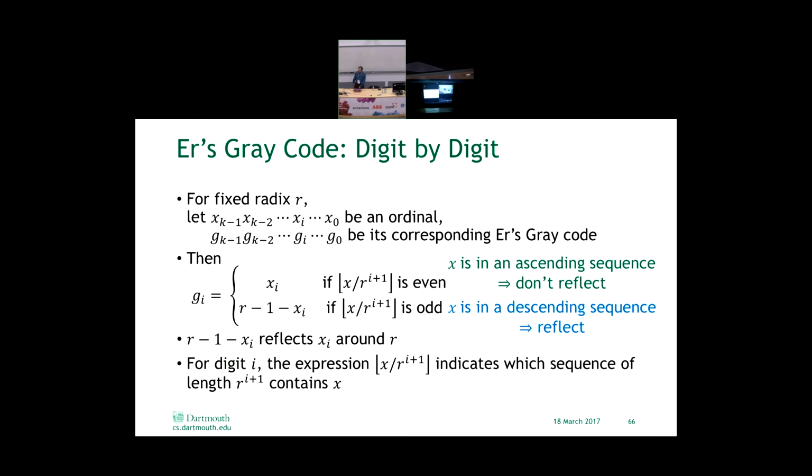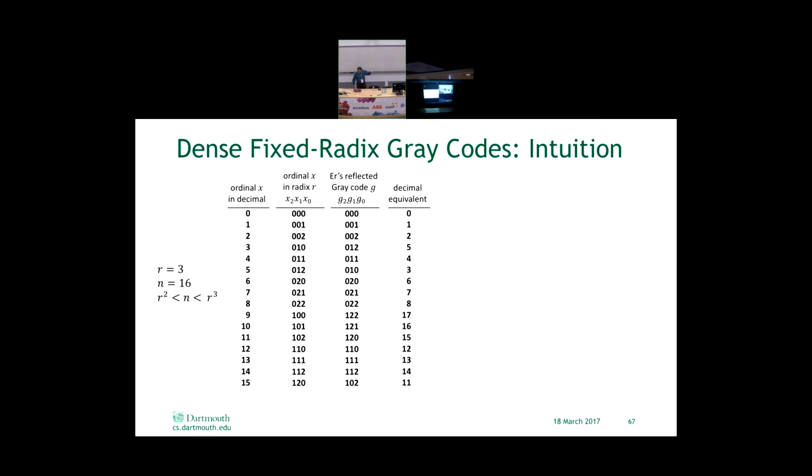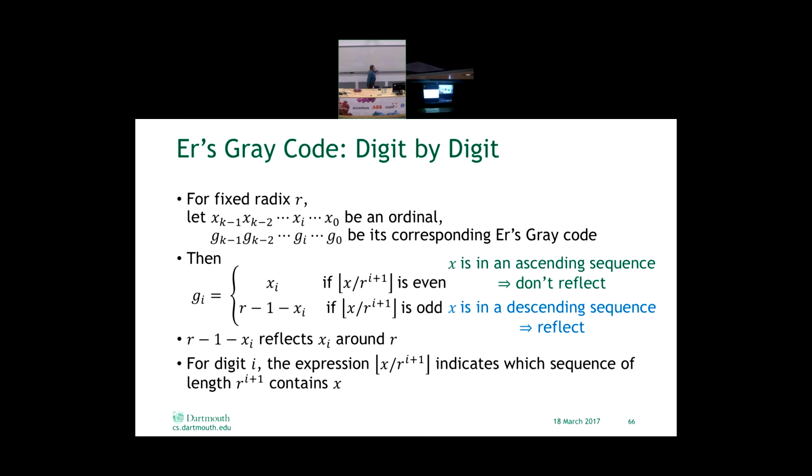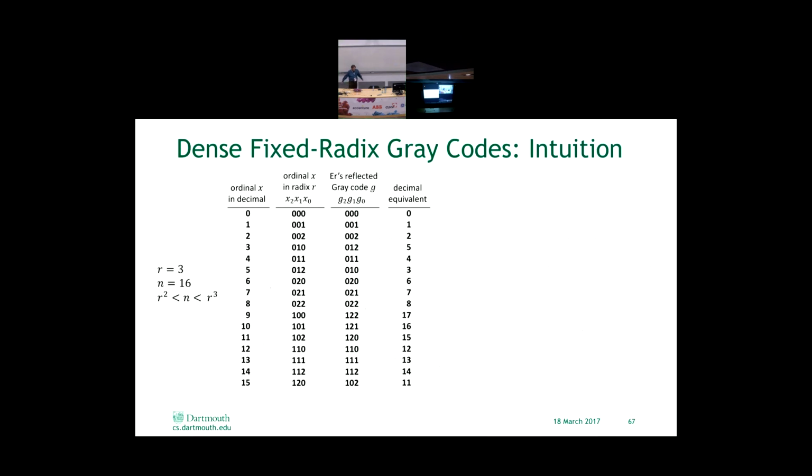So again, n is less than r to some power. So here's an example where we're going to use the radix 3, but n is 16. It's not 27 now. It's somewhere between r squared and r cubed. All right, so somewhere in the middle. All right, and I've listed out the ordinals in decimal, in radix 3, and what we would get in Eyre's gray code, and the decimal equivalents. And just as in the binary case, this won't work out well, because we get 16 and 17, which we don't want.